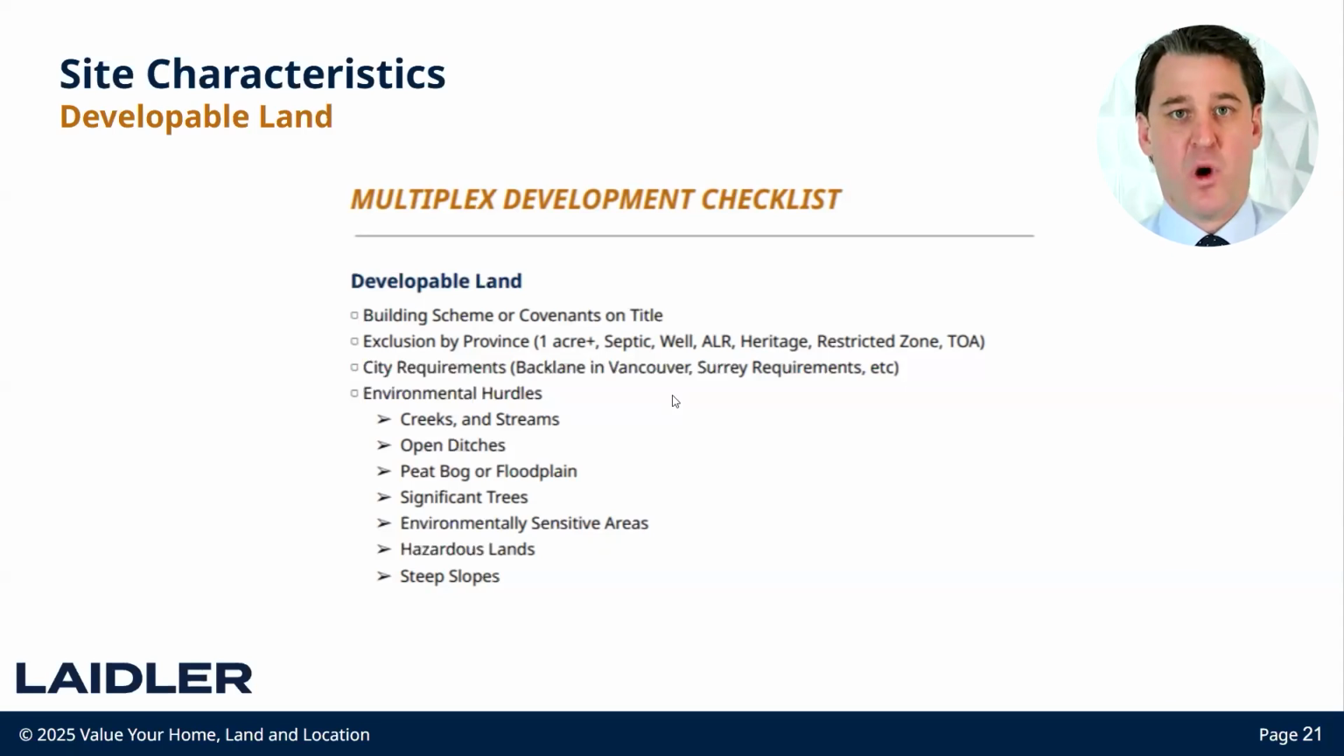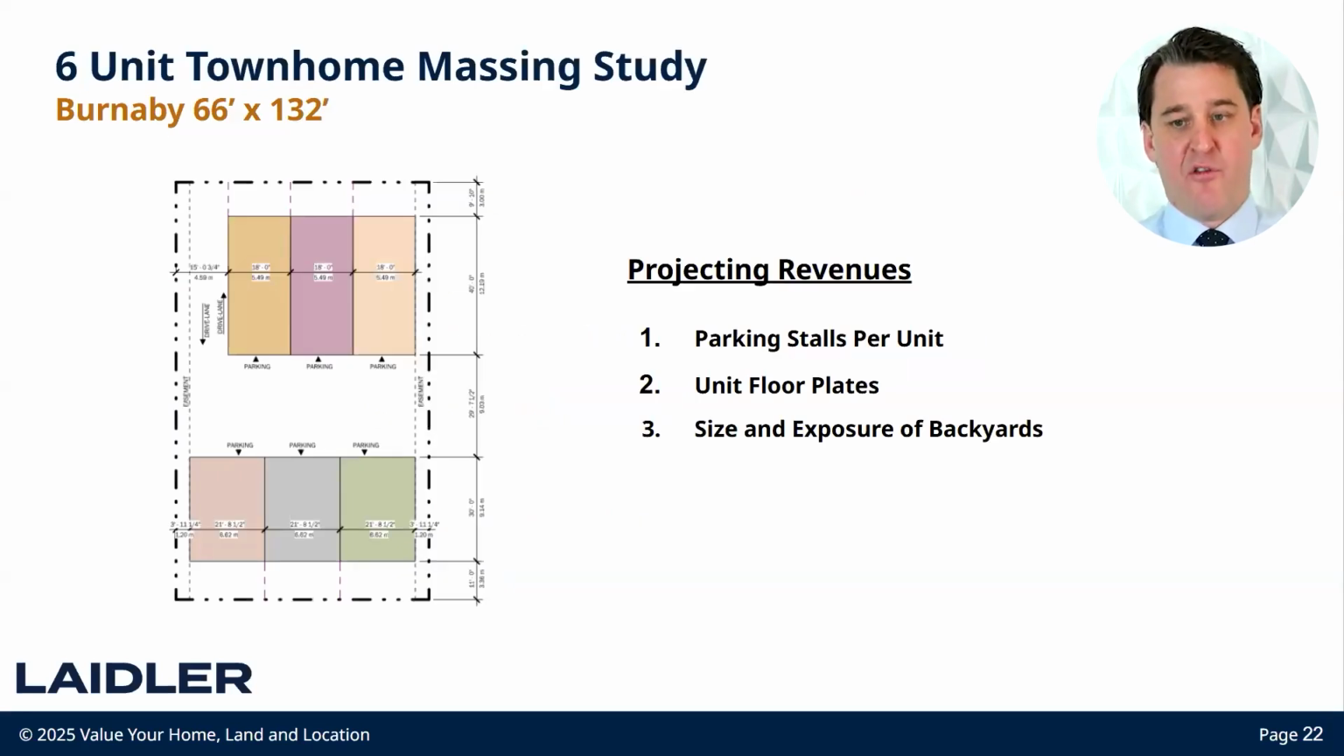It's one of the main requirements when you're looking at acquisitions or completing a feasibility study for yourself or clients. Once you have a full understanding of the site characteristics, you move on to the massing study, which is providing where each unit will be sited on the site. This is an example of a 66 by 132 foot lot in Burnaby with a side drive aisle splitting the site into 2 blocks of 3.